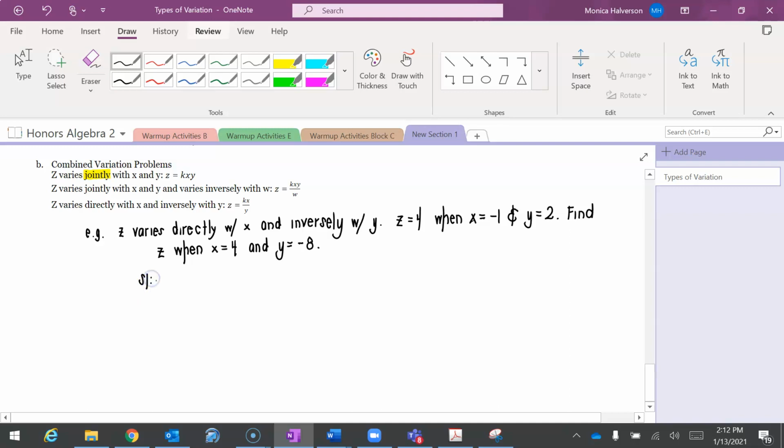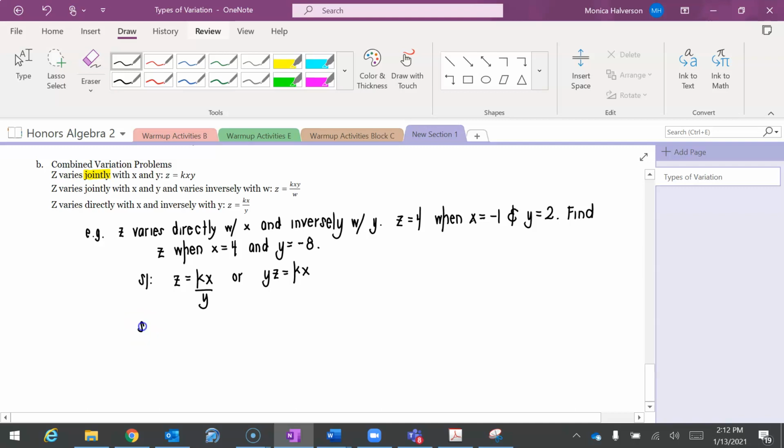Now it tells us that z varies directly with x. So we know that if that were the case, we would have z is equal to kx. That's the generic direct variation rule. But it also varies inversely with y. So remember, that means you could put it here, or you could put it here. Both mean the same with inverse variation.